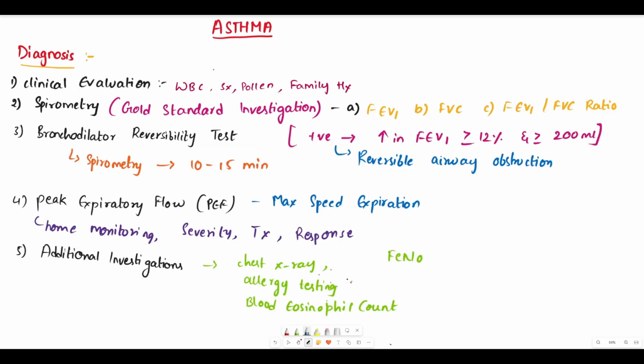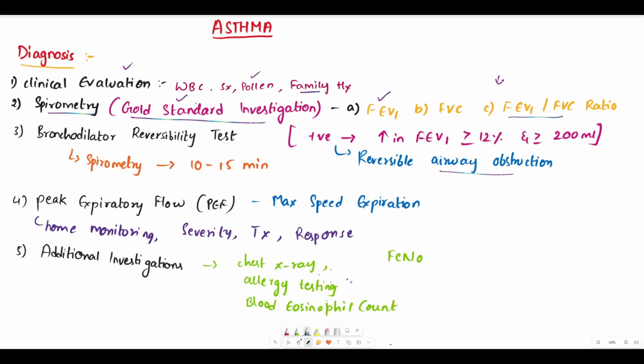Let's learn the diagnosis of asthma in just 2 minutes. So coming to the diagnosis, doctors diagnose asthma step by step. The first one is clinical evaluation. First, the doctor asks about symptoms like wheezing, breathlessness, chest tightness and cough. They also ask about family history and whether the symptoms are triggered by any kind of dust or pollen or cold air or exercise.